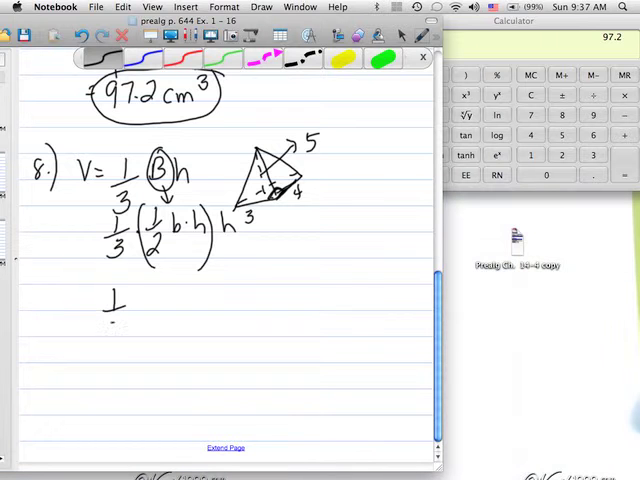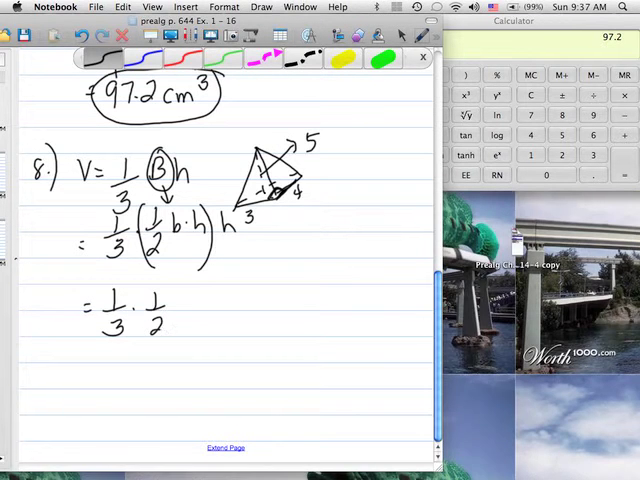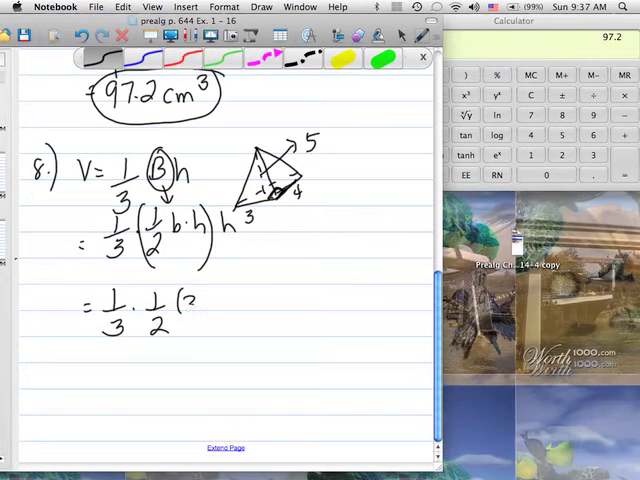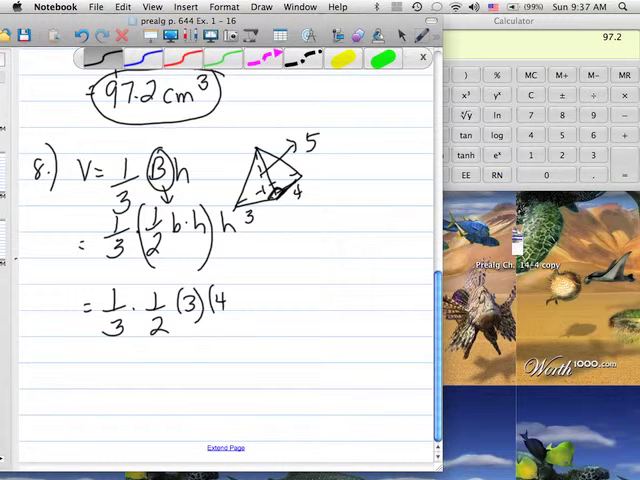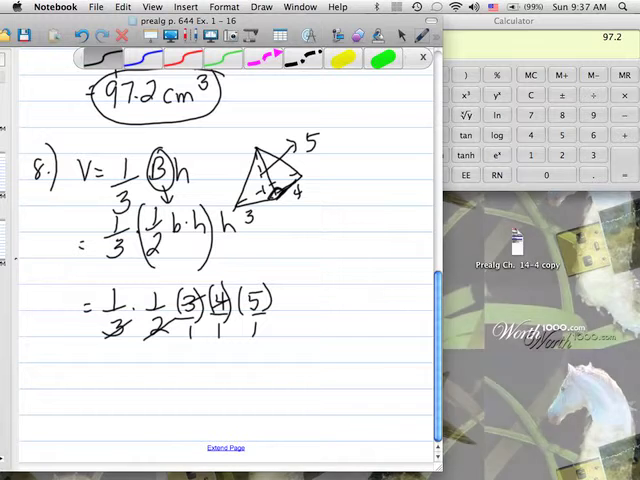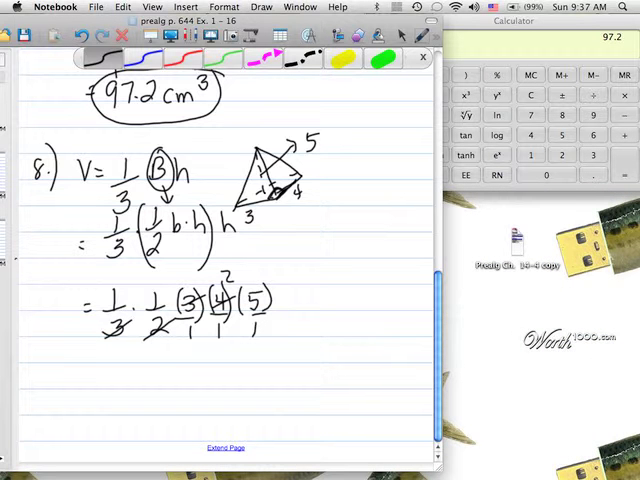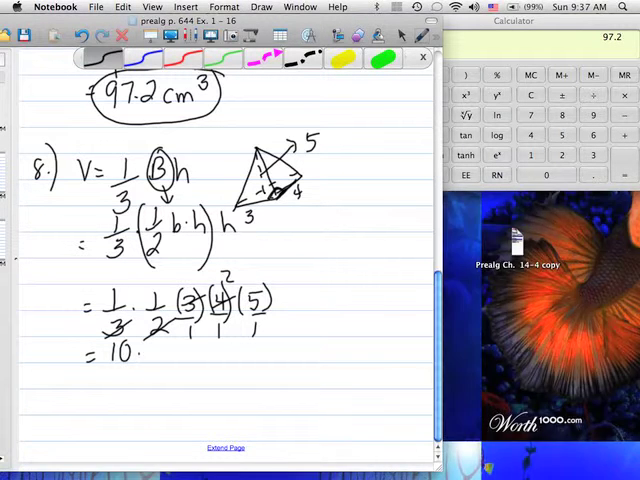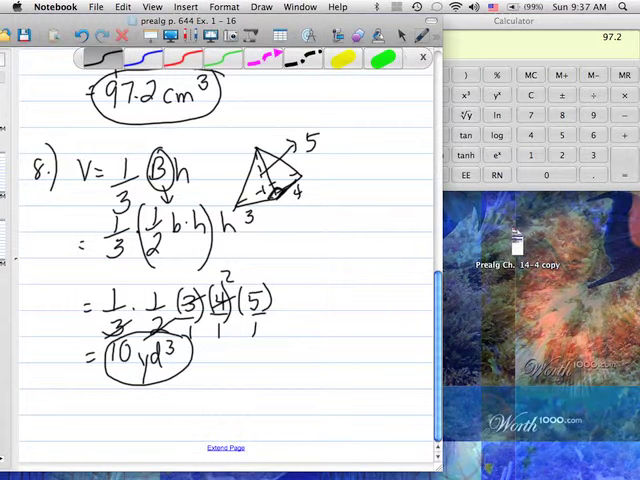So now we have 1/3 times 1/2. The base and the height of that triangle are 3 and 4, and the height of the pyramid is 5. So it looks like we could do some canceling here. 3's cancel, the 2 cancels with the 4. And what we have left is the 2 and the 5, so that comes out 10. Unit is yards cubed. That worked out nicely.